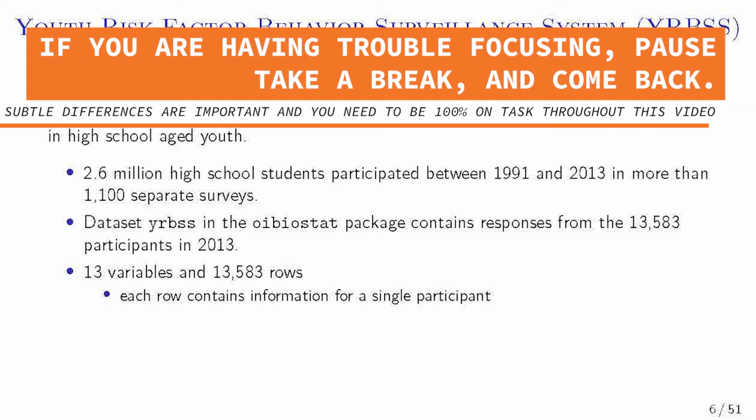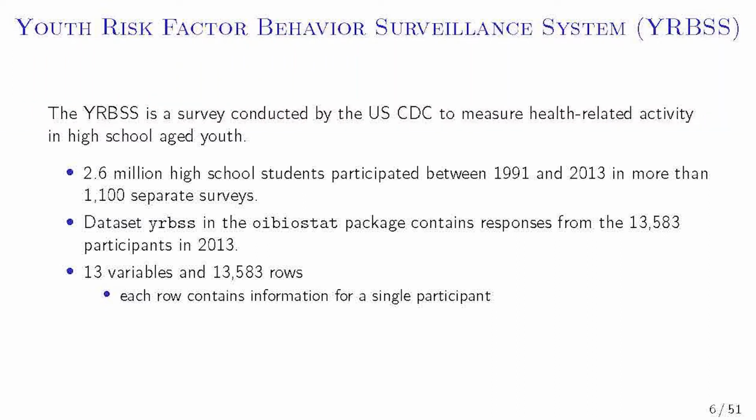So the text has this example of the Youth Risk Factor Behavior Surveillance System. The population in this would be U.S. high school aged youth. There are clearly more than 2.6 million high school aged youth over the period of 1991 to 2013. The dataset has 13,583 rows. Each of those rows represent a single person who took the survey.